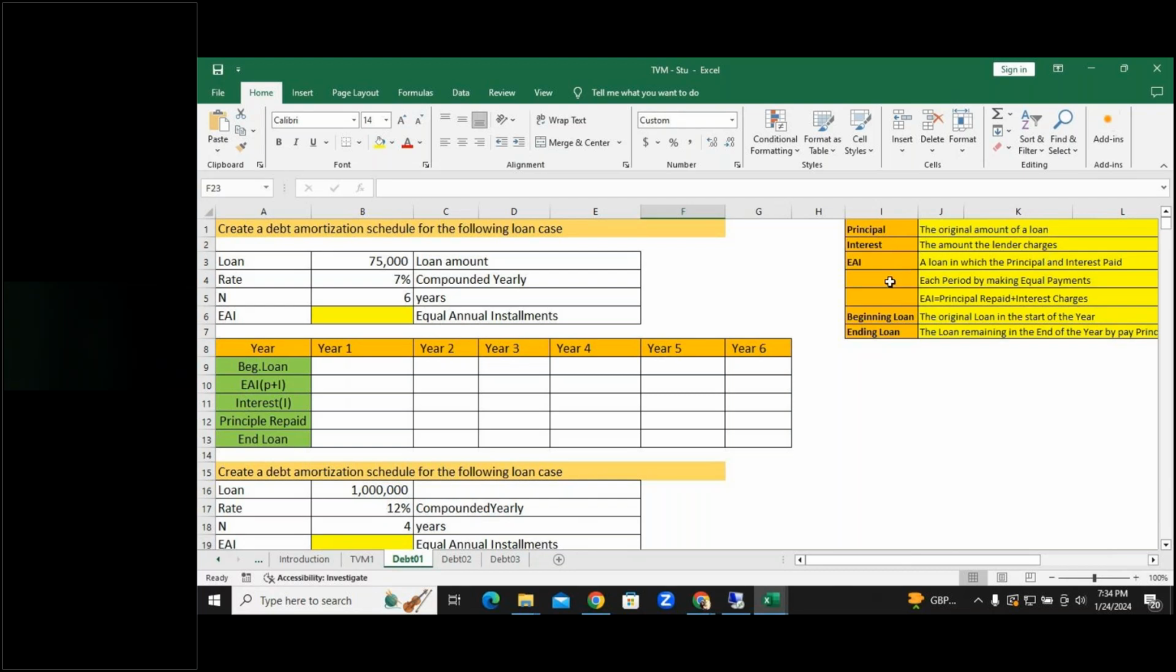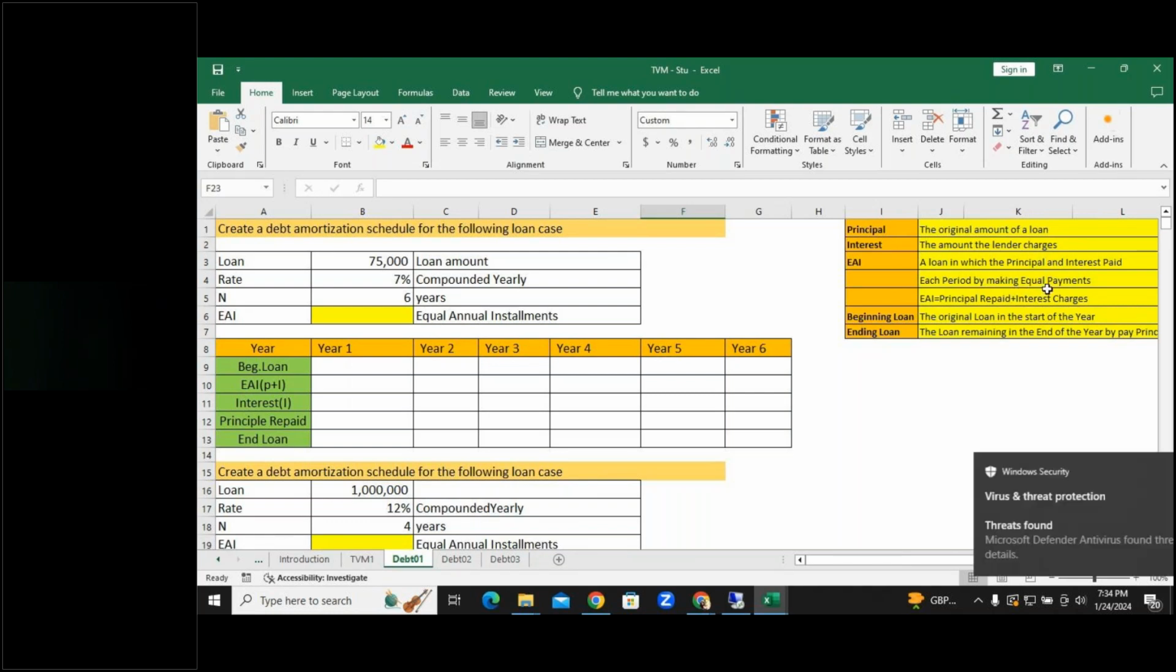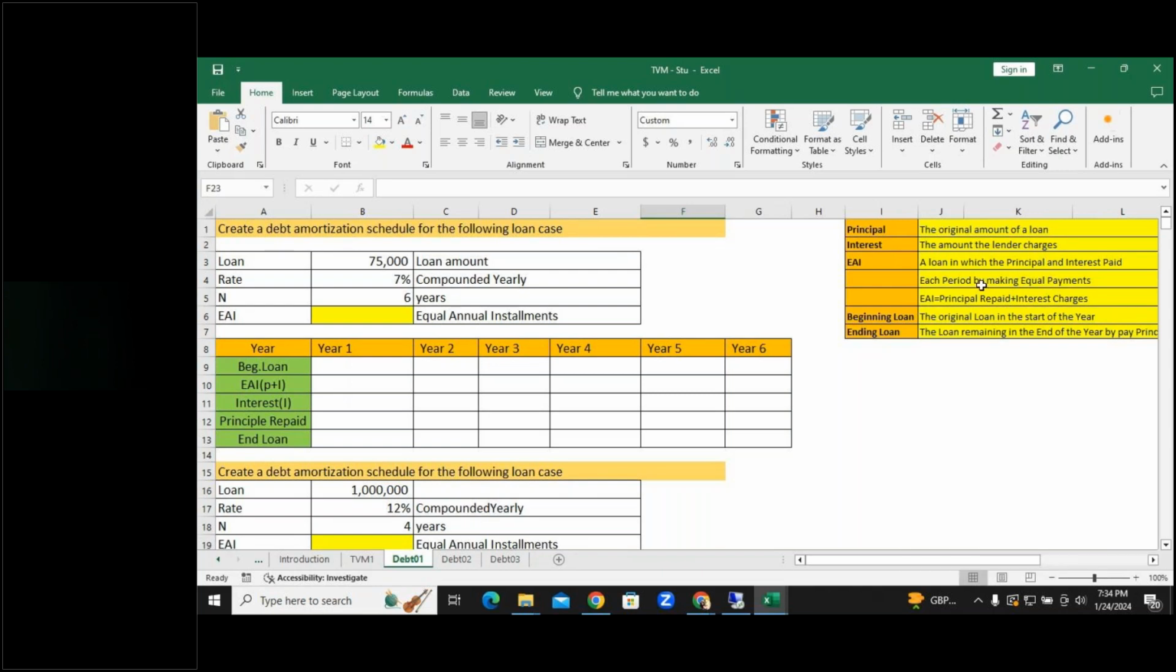EAI is nothing but a loan in which the principal and interest are paid each period, making equal payments. EAI is an annual basis payment; the annual installment is what I am going to pay once every year. The beginning loan amount is the original loan at the start of the year. At the beginning, what is the loan that I have taken? Then the ending loan is the loan amount remaining at the end of the year after every principal payment.